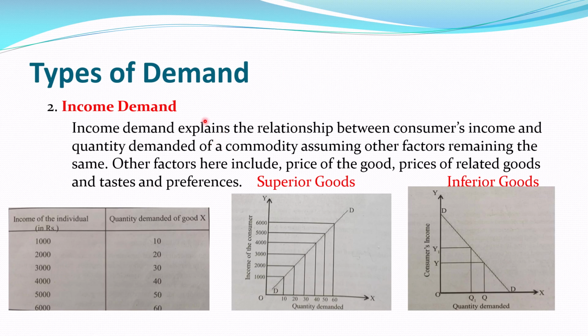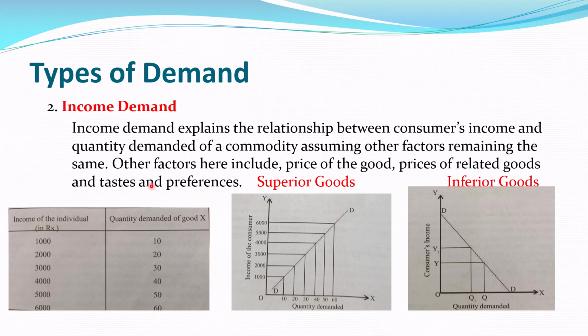Income demand. Income demand explains the relationship between consumers' income and quantity demanded of a commodity, assuming other factors remaining the same. Income demand means the quantity demanded of the commodity depends on the income of the consumer, assuming that other factors remaining the same.